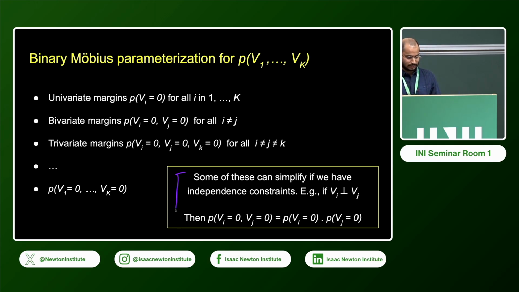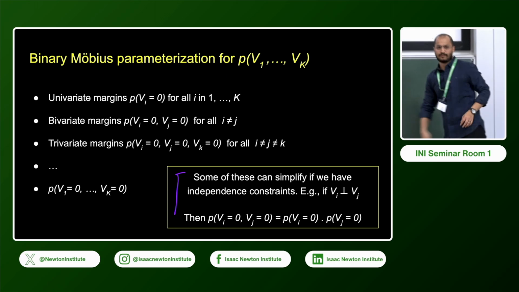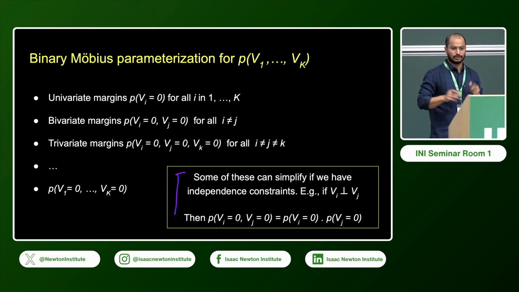Before I move on, some of these margins could simplify if you have independence restrictions, and we'll get to independence restrictions as we start to talk about causal graphs. For example, if you have Vi being independent of Vj, this bivariate margin would just simplify, it would factorize.